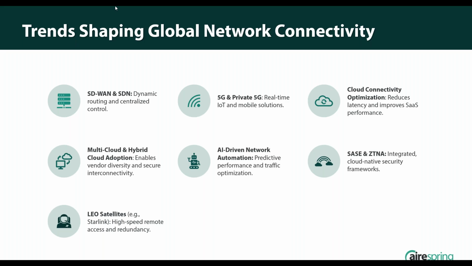So these are some of the big trends that are shaping how global networks are evolving. It's basically all the technology that's making the internet smarter and faster and more secure. We talked about SD-WAN and SDN. You may hear it referred to as SDN, which is software defined network. And that's kind of the brains behind your network. It lets you control traffic and routes from one central place, single pane of glass control.